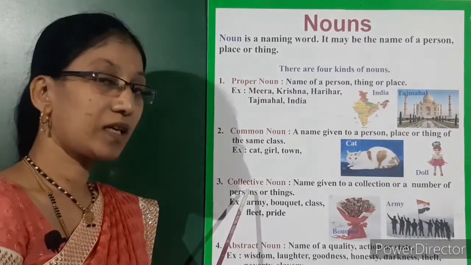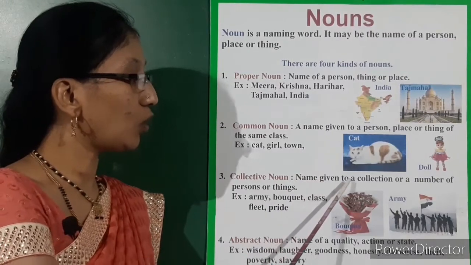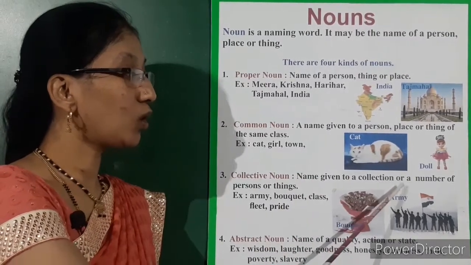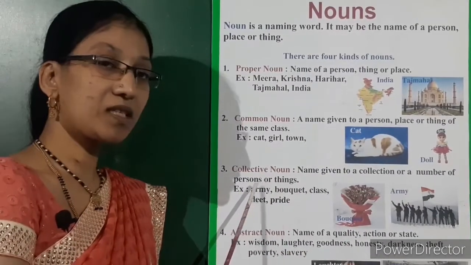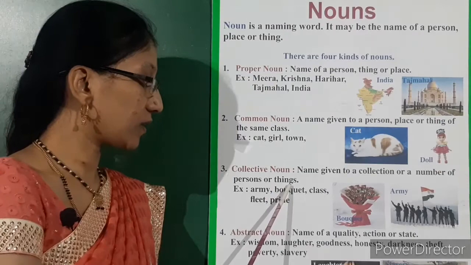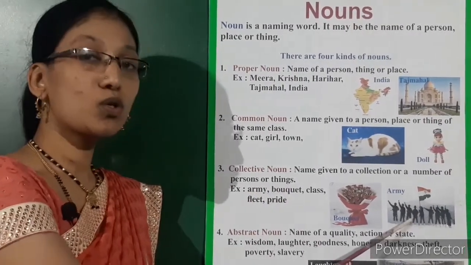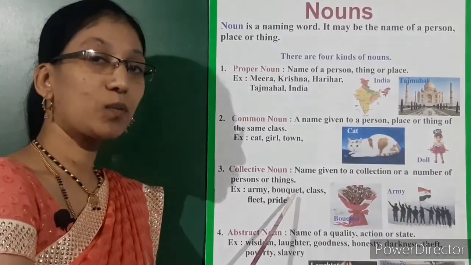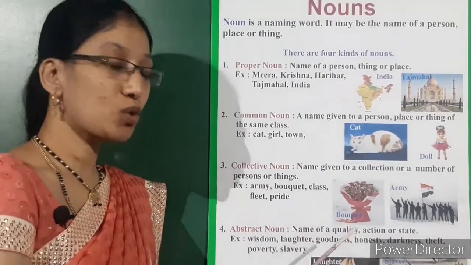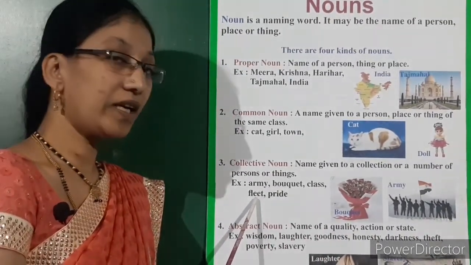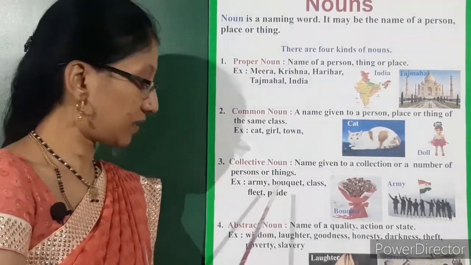Next one is collective noun. Collective noun means name given to a collection or a number of persons or things. For example, army, army of soldiers. Bouquet, bouquet of flowers. Class, class of students. Fleet, fleet of ships. Pride, pride of lions.